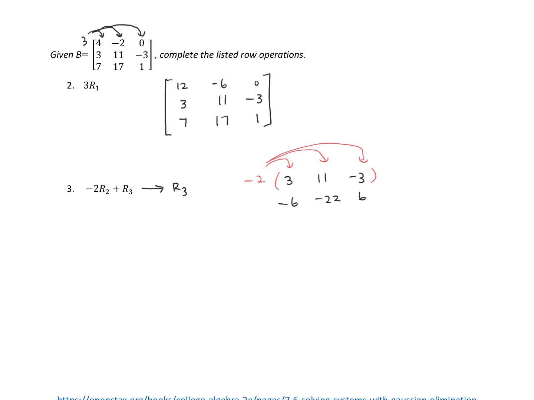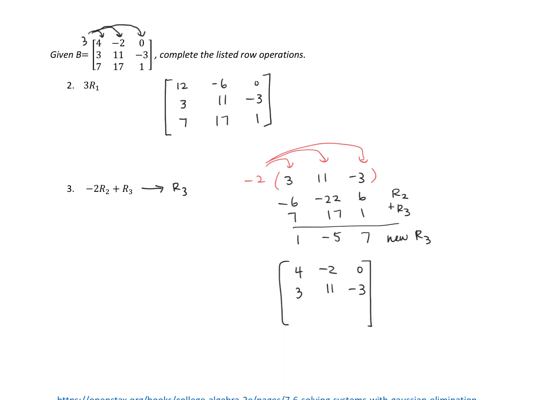And then I want to add that to row 3. So here's row 2 now, plus row 3. So row 3 is 7, 17, 1. So I'm going to add those together and get 1, negative 5, and 7. And now this is the new row 3. So my row 1 and row 2 are not going to change. So 4, negative 2, 0. 3, 11, negative 3. And now I have a new row 3: 1, negative 5, 7.